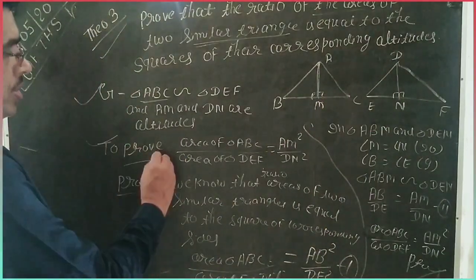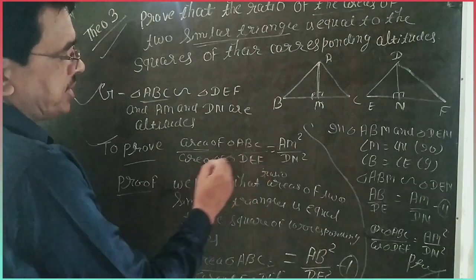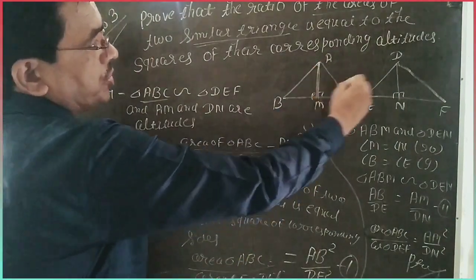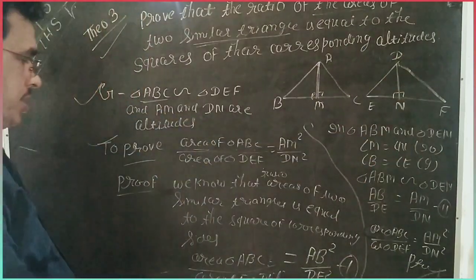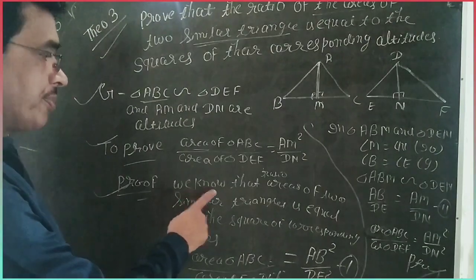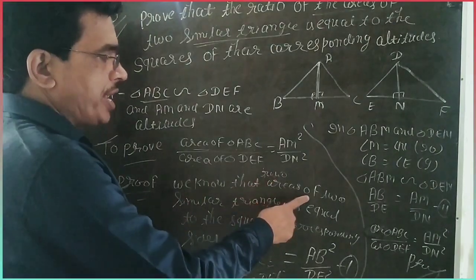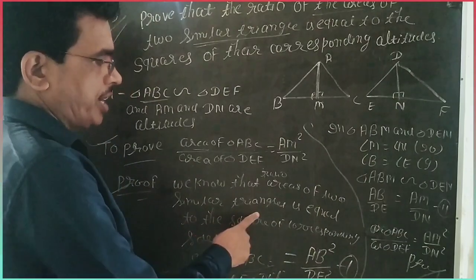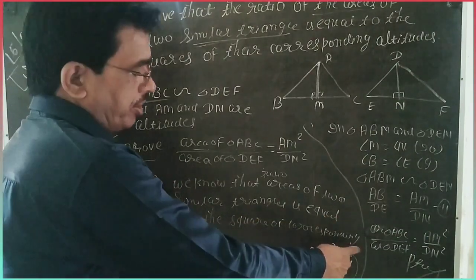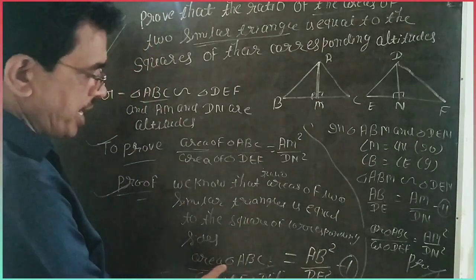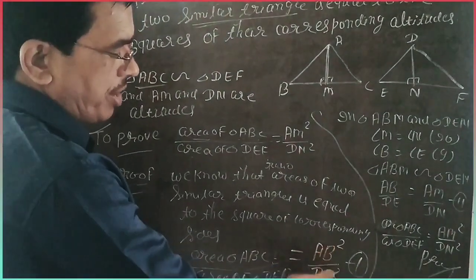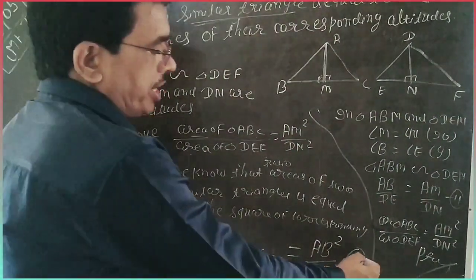To prove: area of triangle ABC by area of triangle DEF is equal to AM square by DN square. Altitude is AM and this altitude is DN. Again write the theorem of the first of this chapter: we know that the ratio of the areas of two similar triangles is equal to the square of their corresponding sides. That means area of triangle ABC by area of triangle DEF is equal to AB square by DE square. That is equation first.